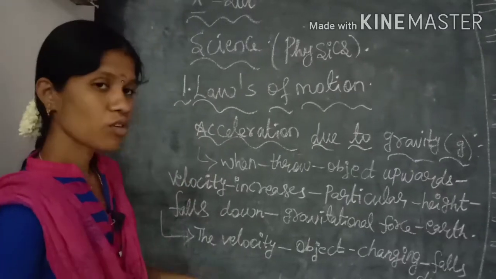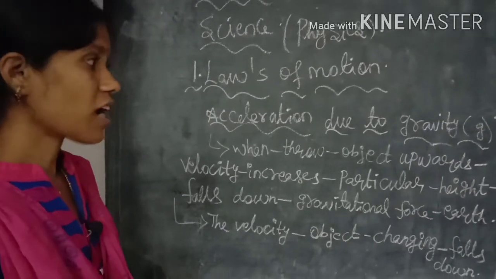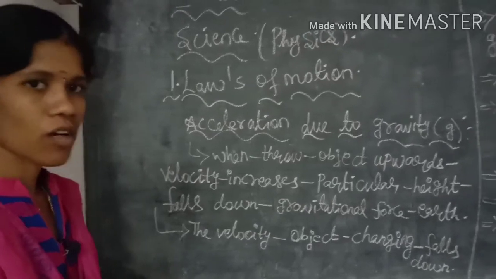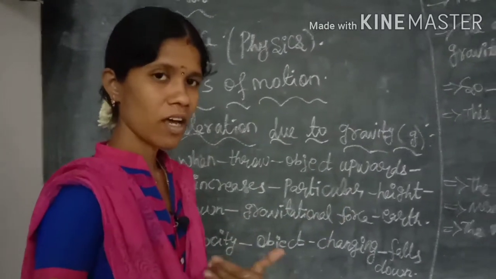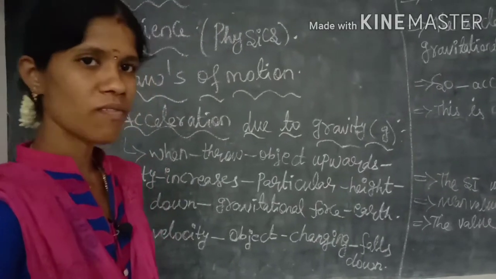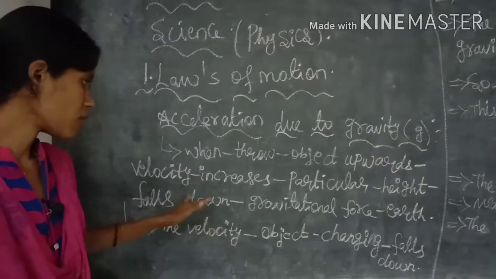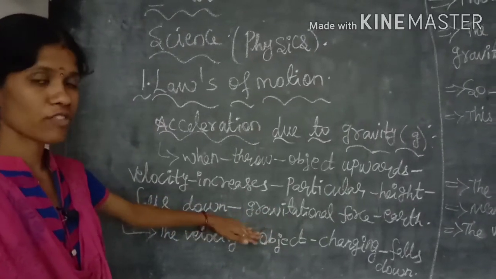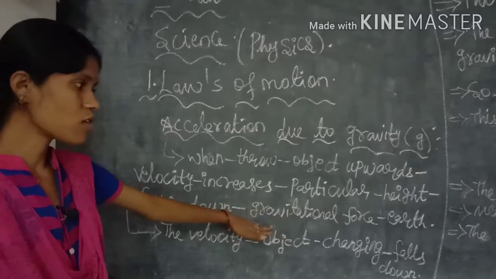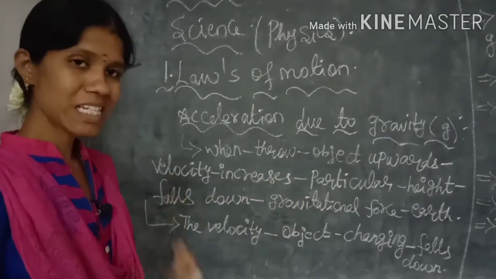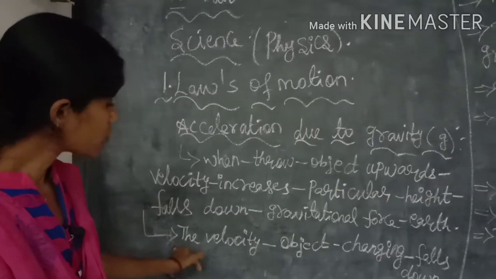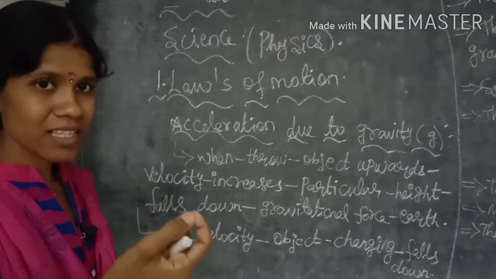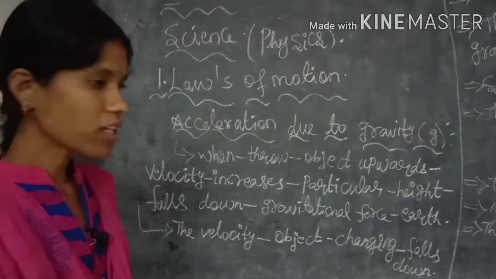When you throw an object in the upward direction, the velocity changes as it rises to a particular height. After some time, it falls down due to the gravitational force of the earth. The velocity of the object keeps changing, decreases, and then comes to the downward direction, that means it falls down.